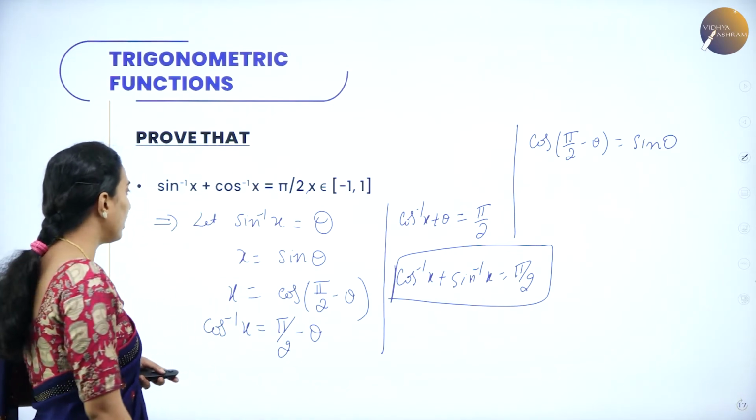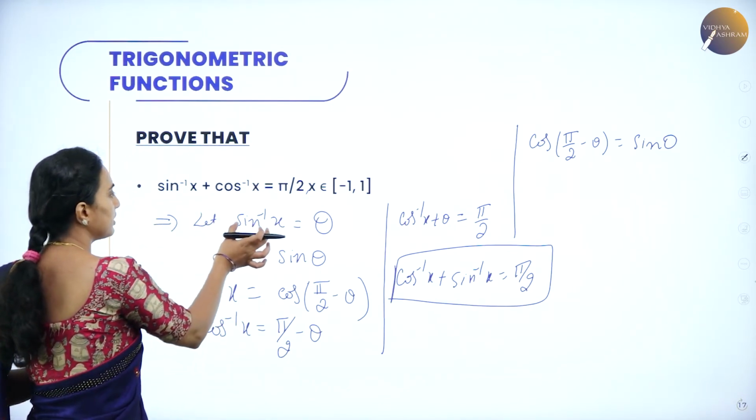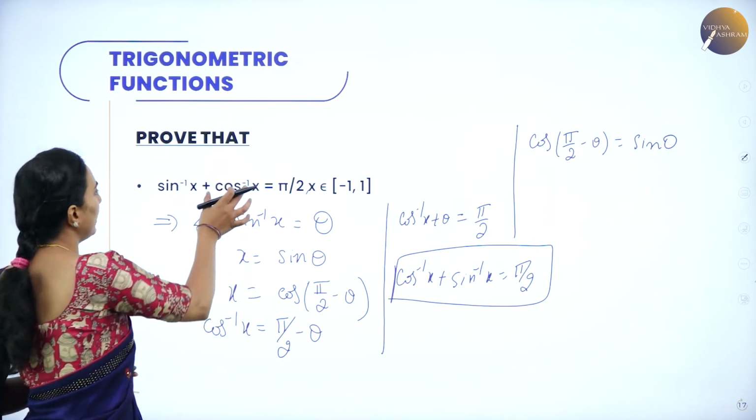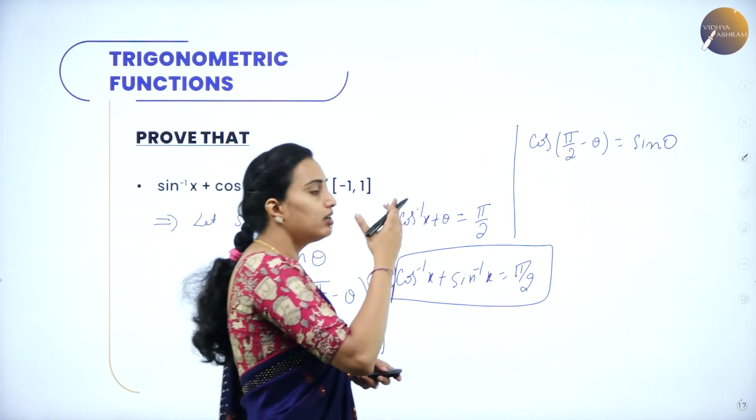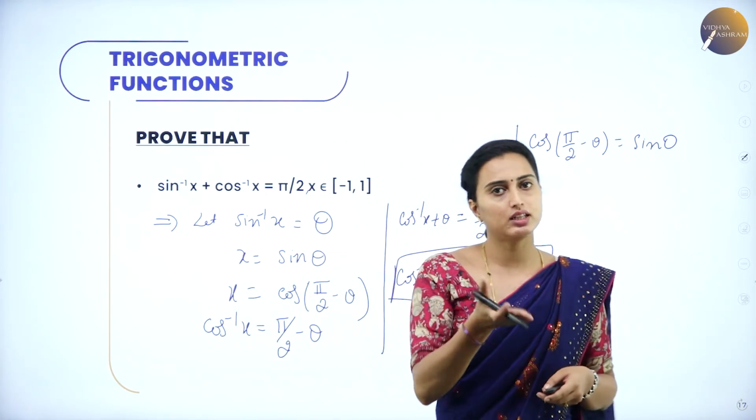You understood, I think. So I am going to take this substitution, sin inverse x equal to theta, or you can take cos inverse x equal to theta. You can try that, okay? Why? Because you can write sin of 90 minus theta as nothing but cos theta.